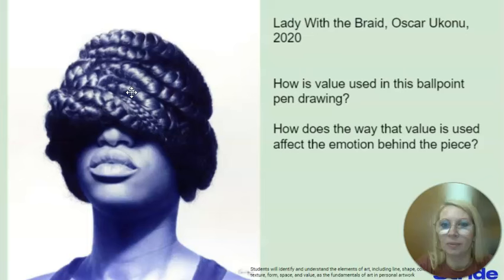And if you think this is really interesting, which I do, go look up this artist and you can see some more of his work. It is unbelievable. But how is value used in this ballpoint pen drawing? How does the way that value is used affect the emotion behind the piece? And I hope that you kept your Elements of Art notebook open so that you can go back and forth and look up some of these definitions.